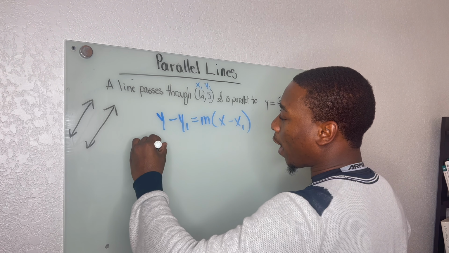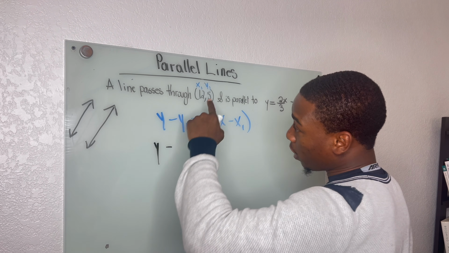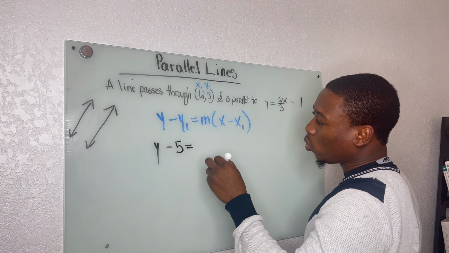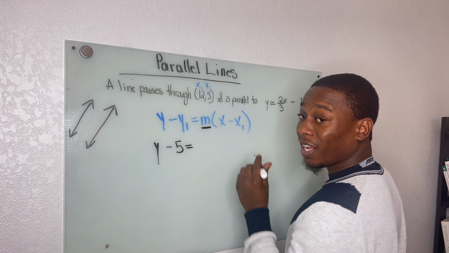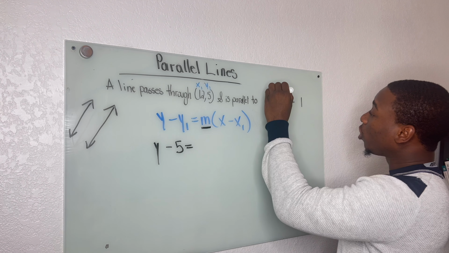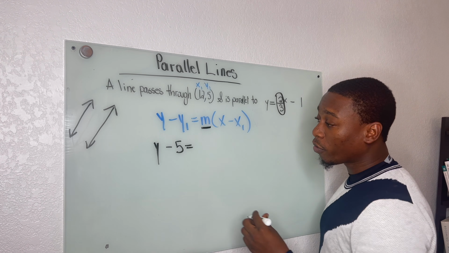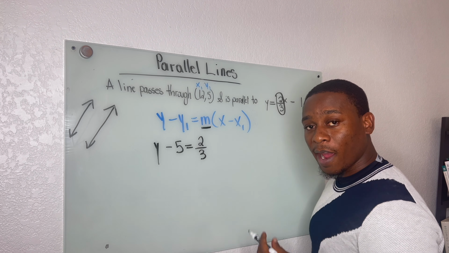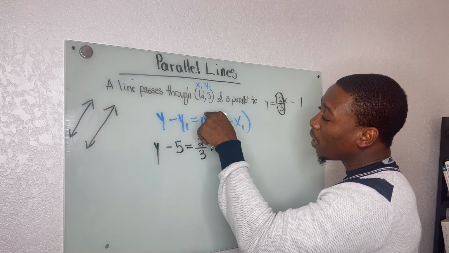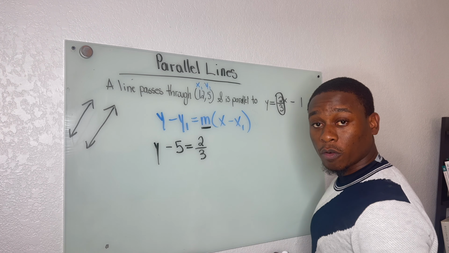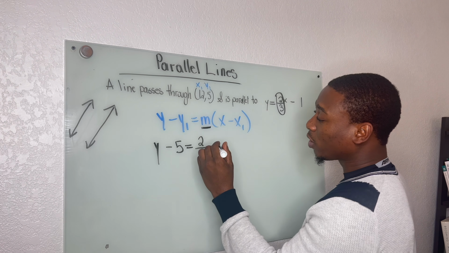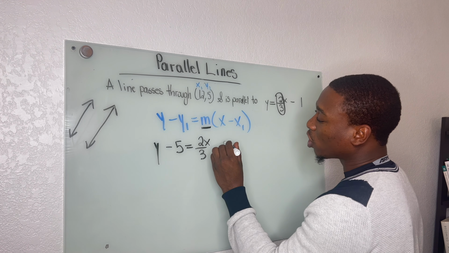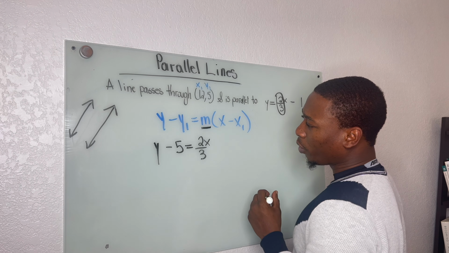So we have y stays the same minus y1, which is 5, is equal to m. And guys, understand they gave us m. It's in the original equation, 2 over 3. So we're going to substitute 2 over 3. And then after we substitute, we need to make sure that we distribute that 2 over 3. So 2 over 3 times x is just going to be 2 over 3x. And now we're going to substitute 12 in.